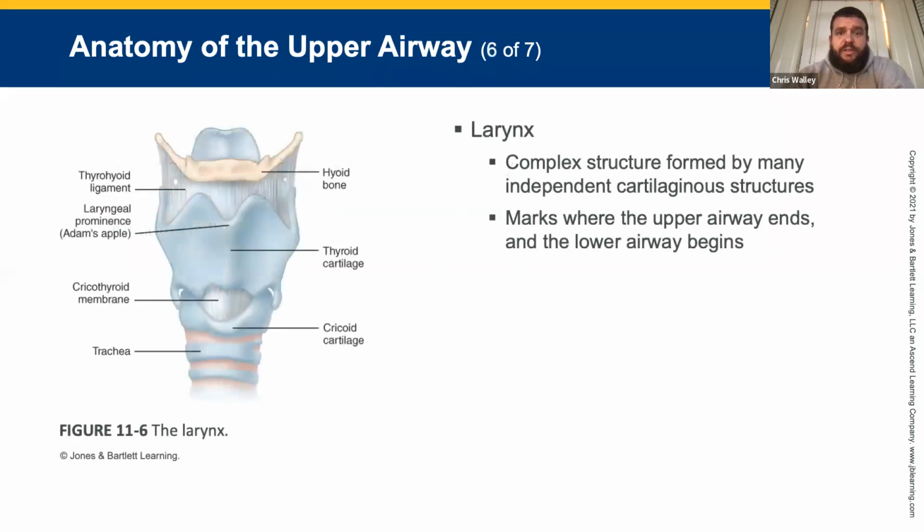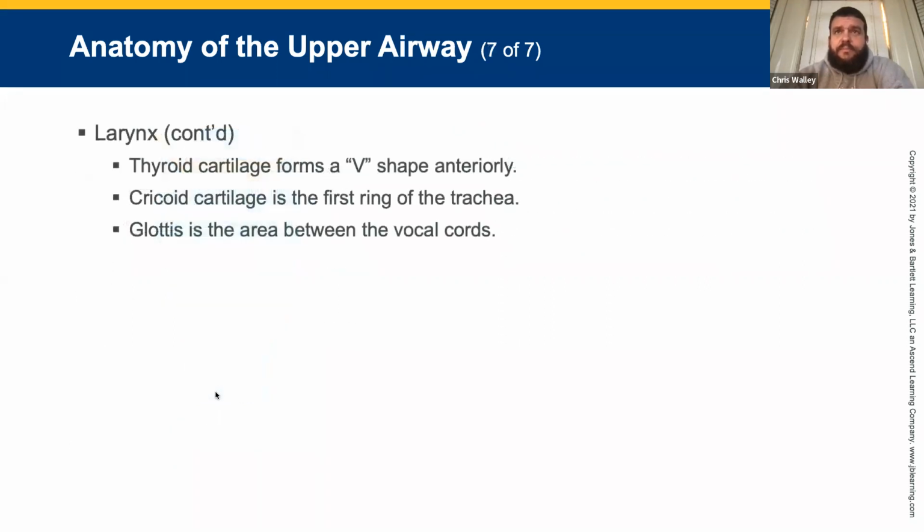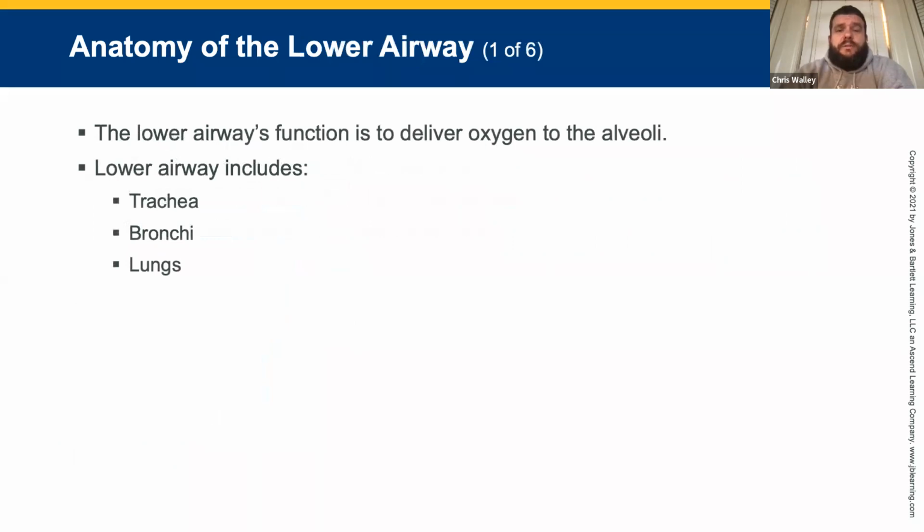So if we look at this picture, right in here is where we're going to start looking at our vocal cords. This kind of makes up the same color as it goes further down. It does that part there. All right, so what's this say? The anatomy of the lower airways: the function of the lower airways is to deliver oxygen to the alveoli. So once it gets past our upper airway, now we need it to get into our respiratory system and start pushing oxygen to the alveoli.